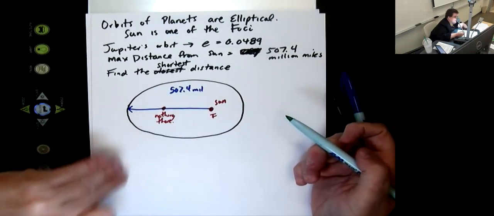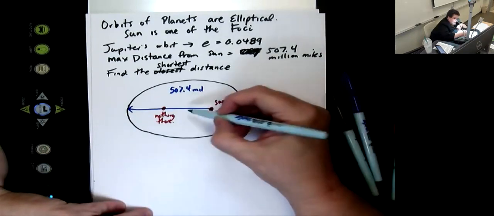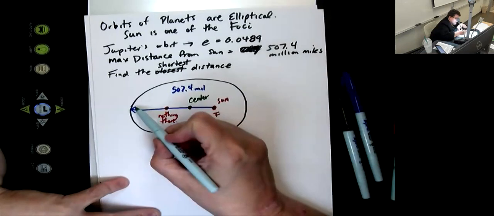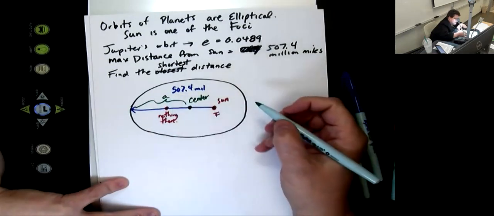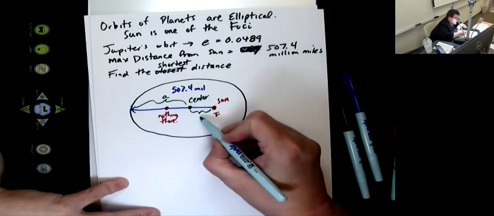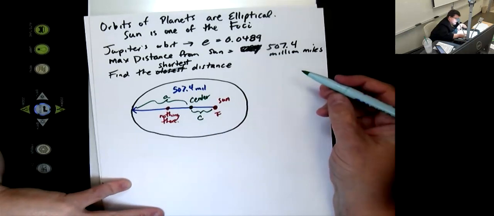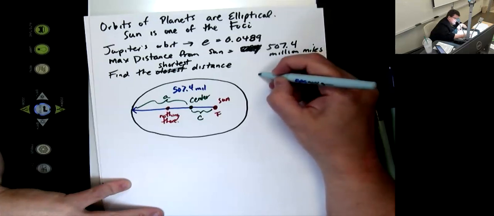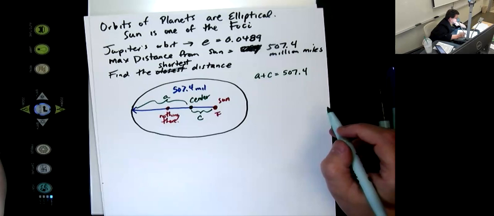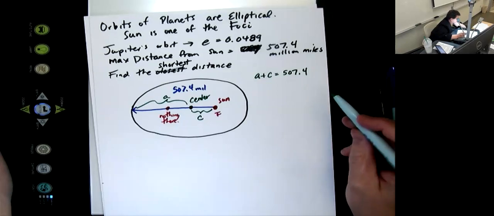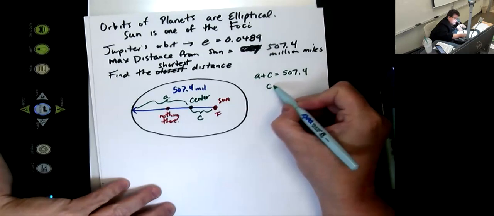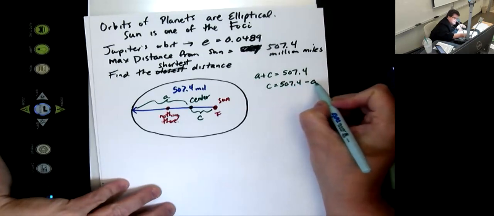I've exaggerated the major axis here. It's pretty close to a circle. The center would be here, which means this distance here is A, and this distance here is C. So from our picture, we can see A plus C equals 507.4, which means I could say C equals 507.4 minus A, where this is all in millions of miles.